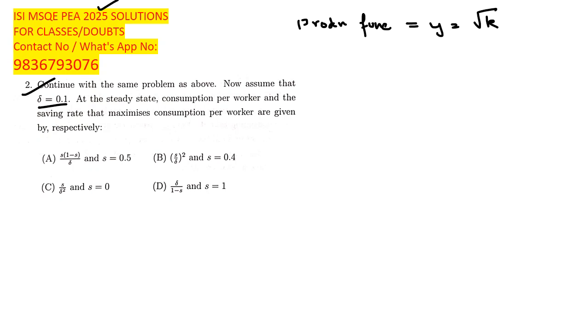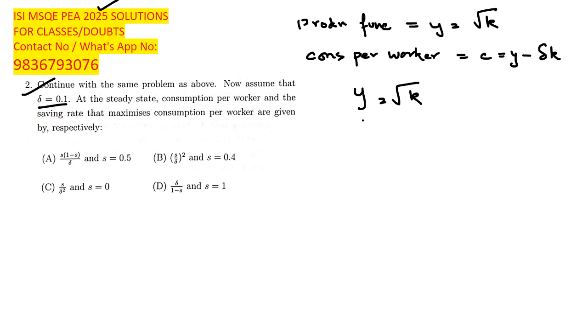Okay, and the consumption per worker will be c is equal to y minus depreciation times k. So now we know that y, output per worker, is equal to root k. We assume that at a steady state consumption per worker is maximized, and the steady state k is equal to s by depreciation square.